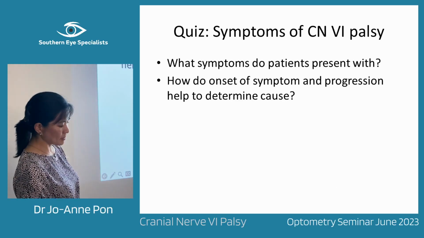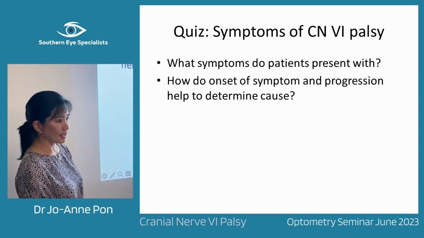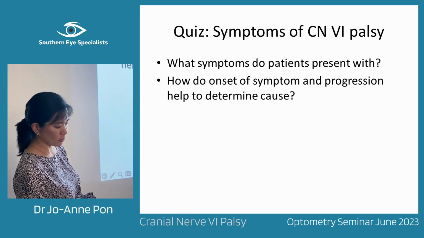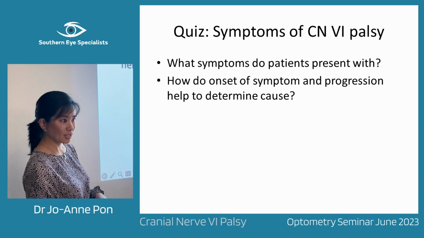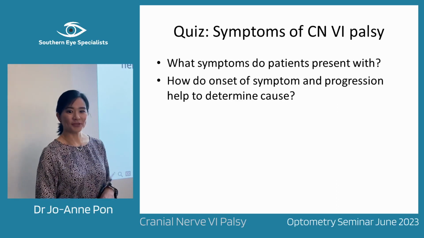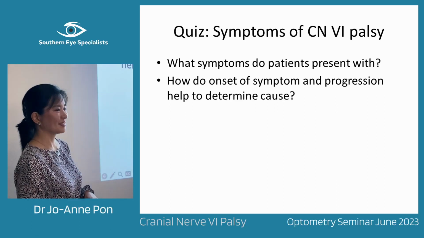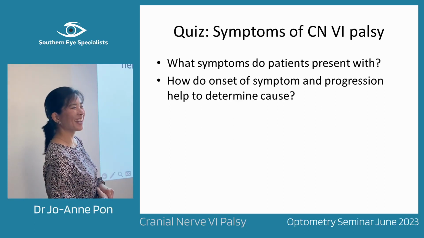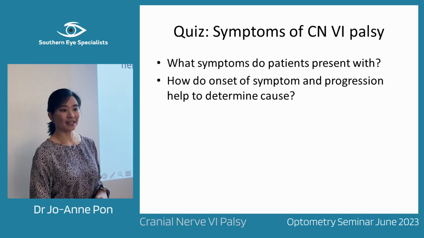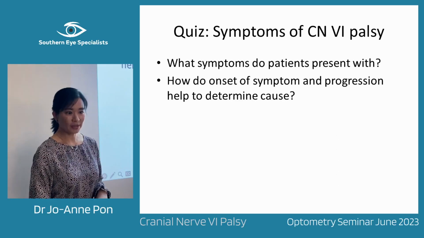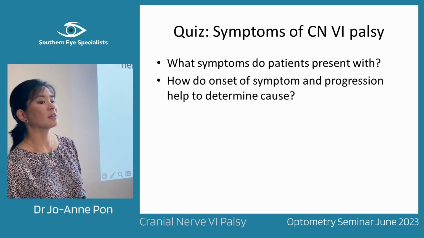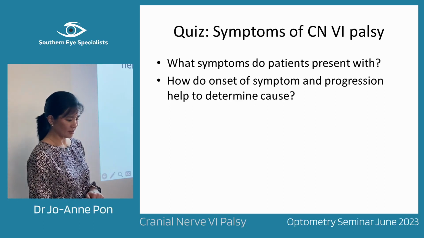So what symptoms do patients present with? And how does the onset of those symptoms and the progression help to determine the cause? I'll just give you maybe 15 seconds to think about that. Anybody feeling brave enough that they might want to volunteer? Is the tropia worse in one direction? Super. Which direction? To the outside of whichever lateral rectus. Yeah. Okay. Great.